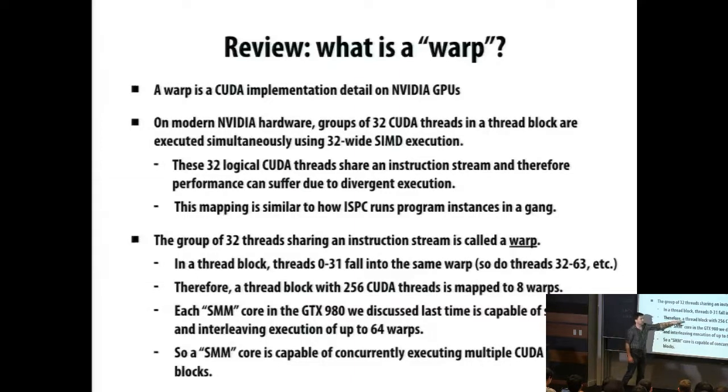So a thread block with 256 CUDA threads is mapped to 8 warps, and each SMM is capable of scheduling up to 64 of these warps. So depending on your block size, there might be even multiple blocks interleaved onto the same core at the same time.